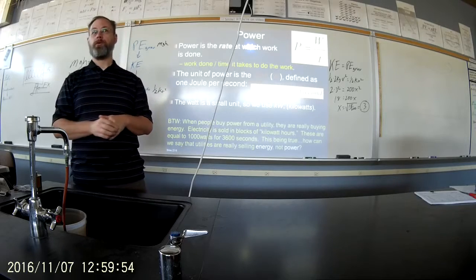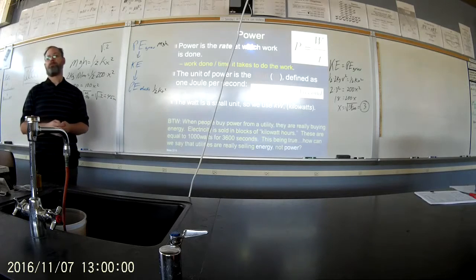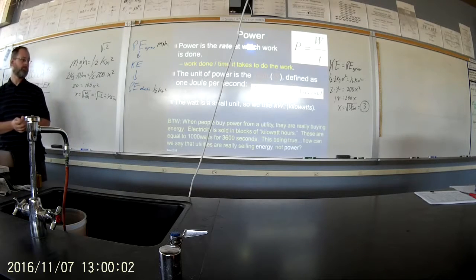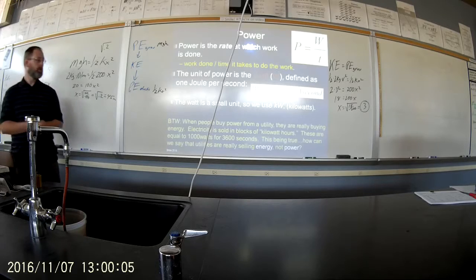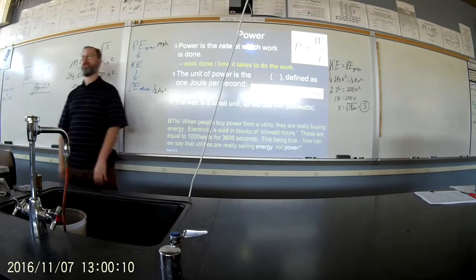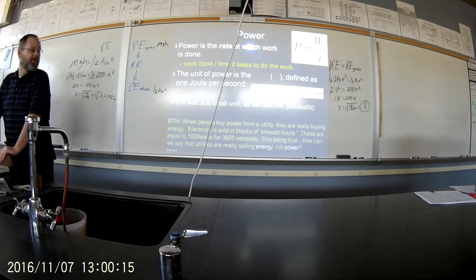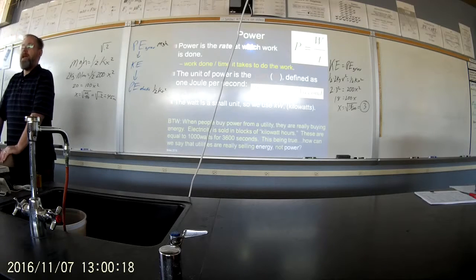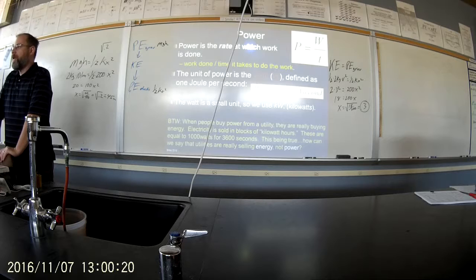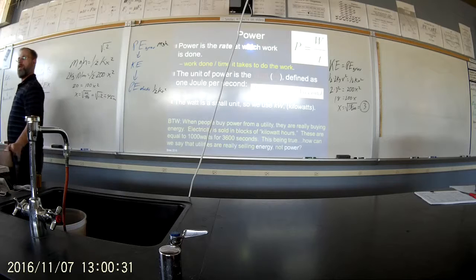Who knows how many joules a kilowatt hour is? Close. It's 1,000 watts times 3,600 seconds. 36 million? 3.6 million joules. A kilowatt hour is 3.6 million joules. It's not a bad deal for a dime. One dime gets you 3.6 million joules. Not too bad. Questions?